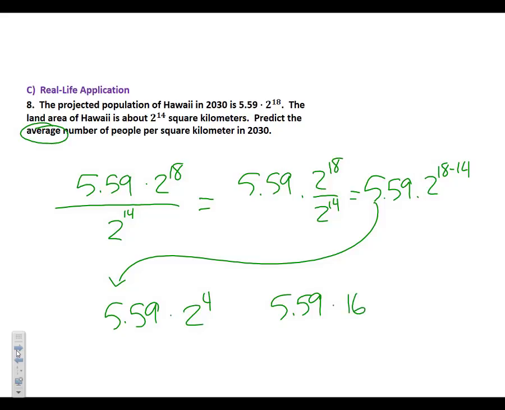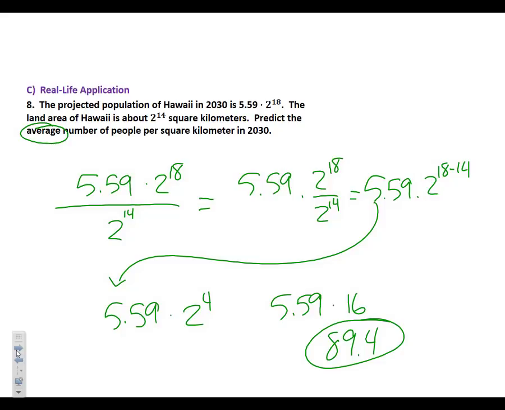And when we do that times 5.59, it would tell us that we have 89.4 square miles, or excuse me, the population per square mile would be 89.9 people per square mile. Pretty straightforward, ladies and gentlemen.